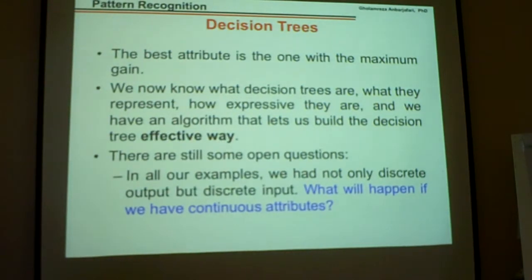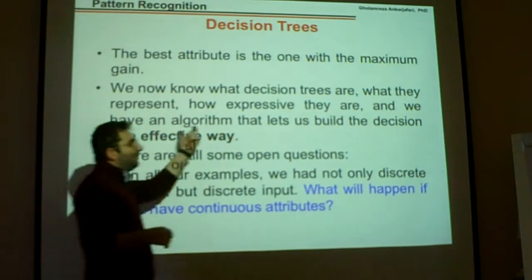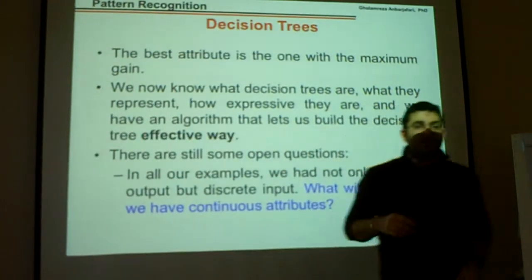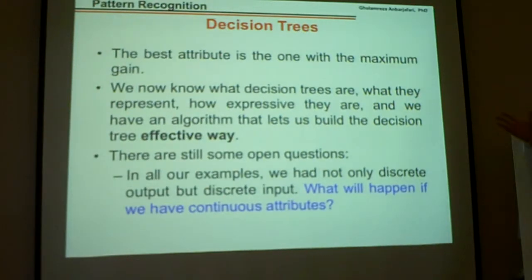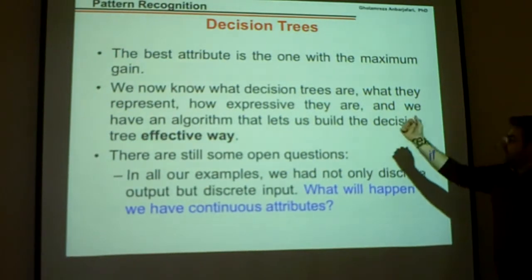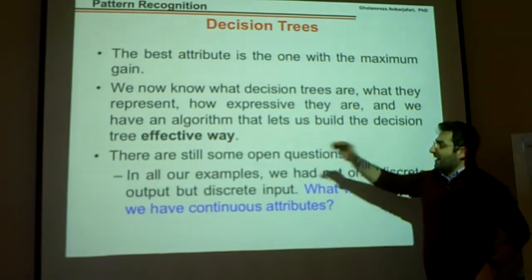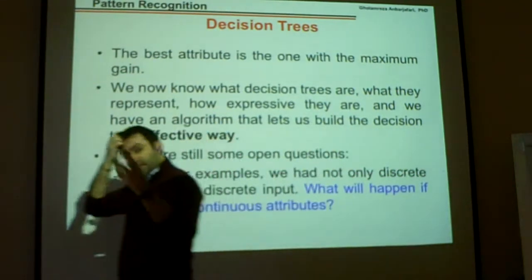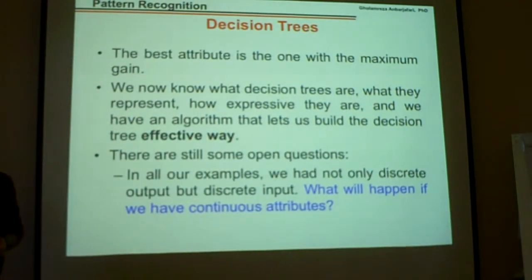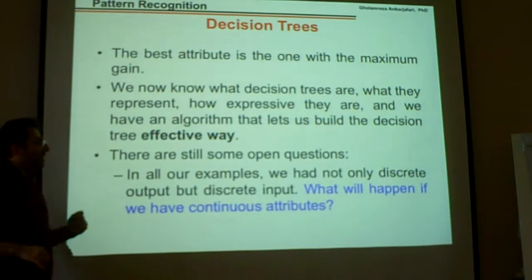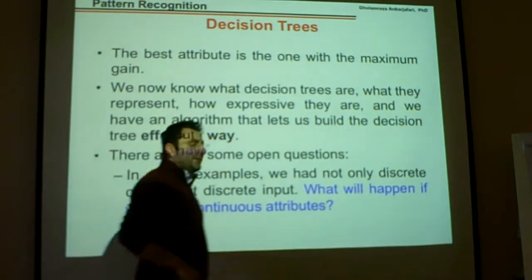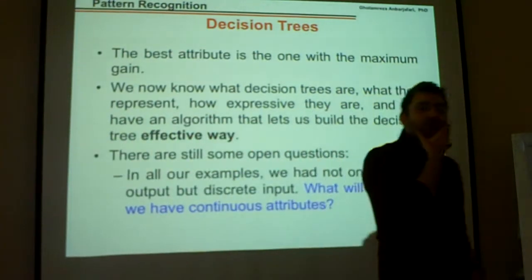Now, ID3 was very helpful because it tells us how we can build a tree, right? Because we know what a decision tree is, we know how expressive it is, and this ID3 tells us how to build the tree in a very effective form because we had so many forms of the tree. Now there is a question. What will happen if we have continuous attributes?